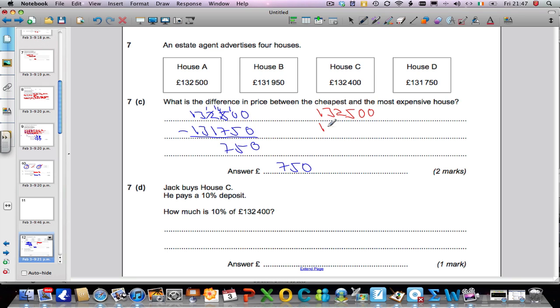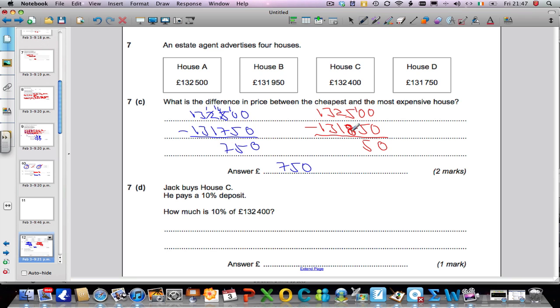And just for those of you in my class that have seen this method, 132,500 take away 131,750. Slightly different method, how I learned it in Ireland. 0 take away 0 is 0. 0 take away 5 cannot do, so I'm going to borrow 1. 10 take away 5 is 5, but because I borrowed 1, I'm going to pay it back here.